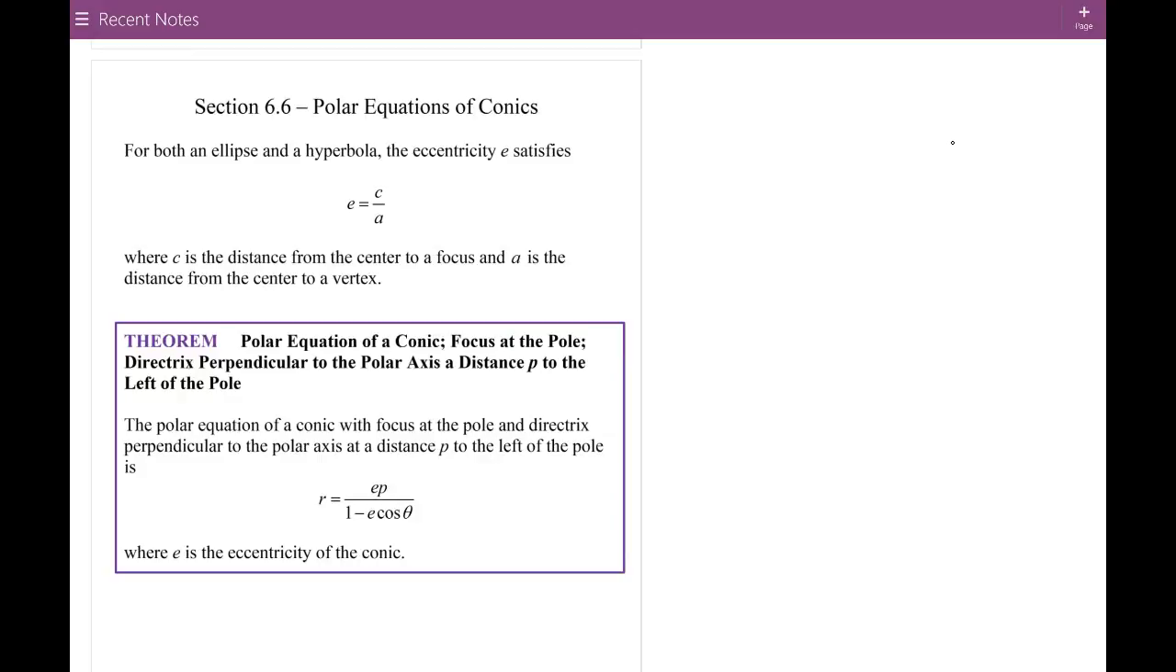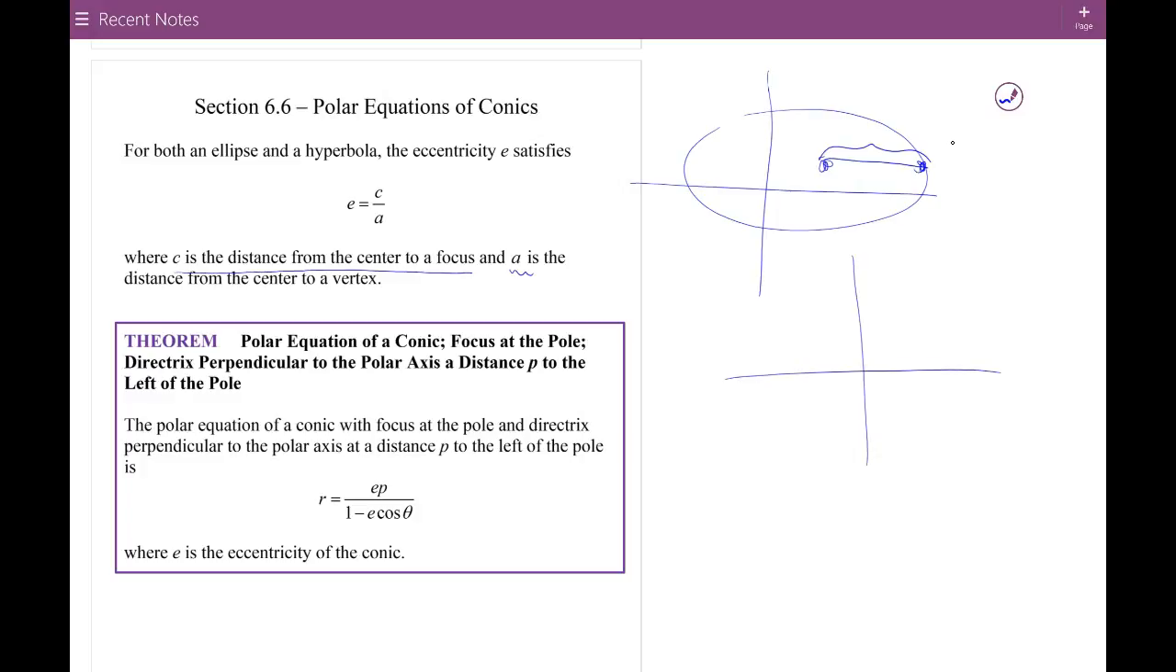For both an ellipse and a hyperbola, the eccentricity satisfies this equation, e equals c over a. C is the distance from the center to a focus. So this is consistent with what we've been doing. C from focus to center. And a is the distance from the center to a vertex. On the ellipse, the distance from the center to a vertex is this distance. And on a hyperbola, here's the vertex, here's the center. It's this distance from a center to a vertex.